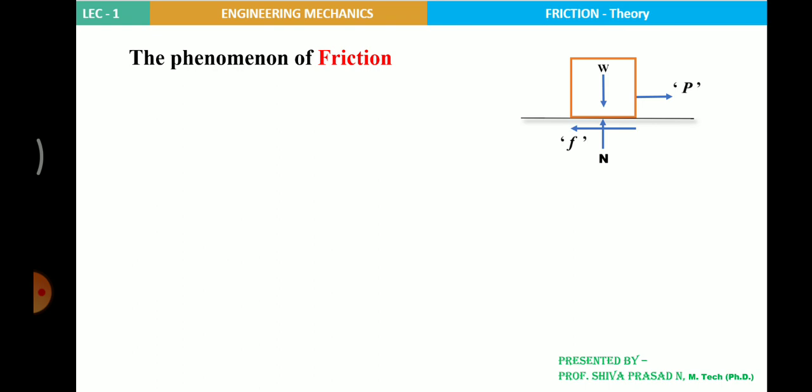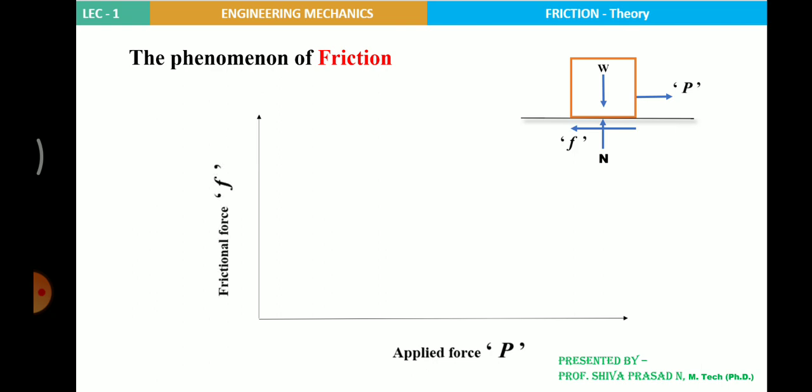So let's look into the graphical representation of the same example. For this, I shall choose the applied force P on the x-axis and the frictional force F on the y-axis. Initially, before applying the force P, the frictional force is also 0. On gradually increasing the value of the applied force P, the frictional force also shall increase gradually and reach a limiting value. So this limiting value is termed limiting friction, represented by F max.